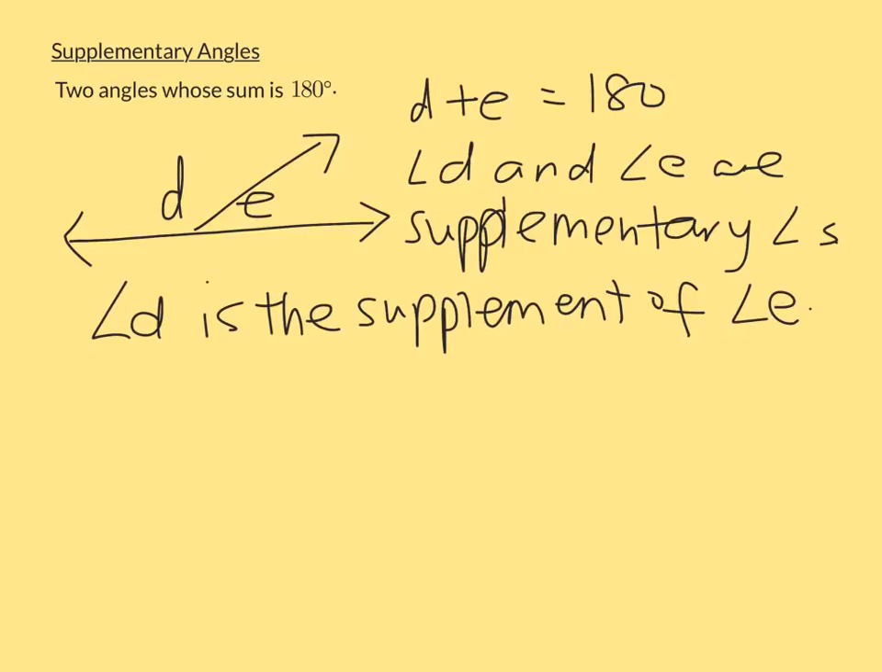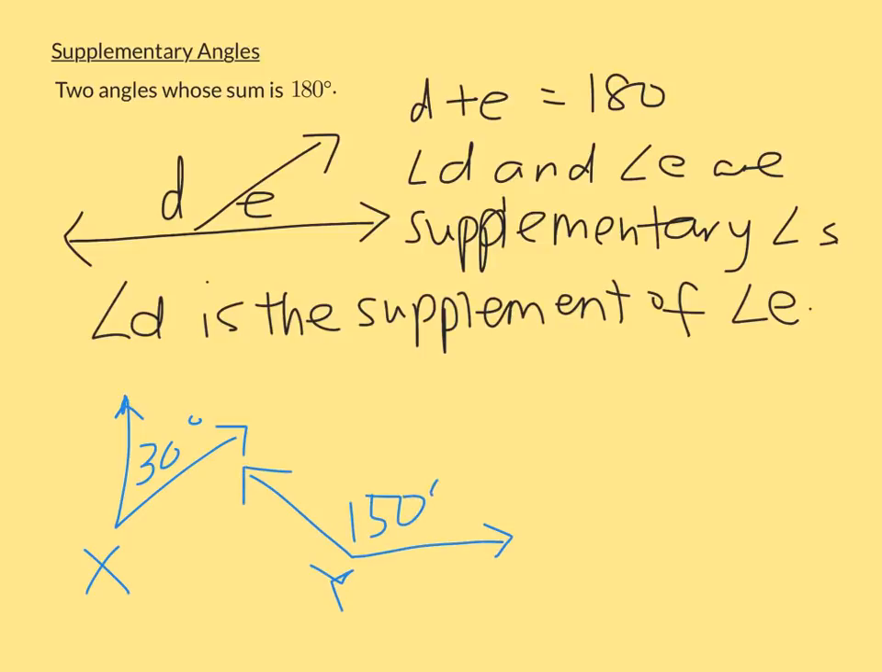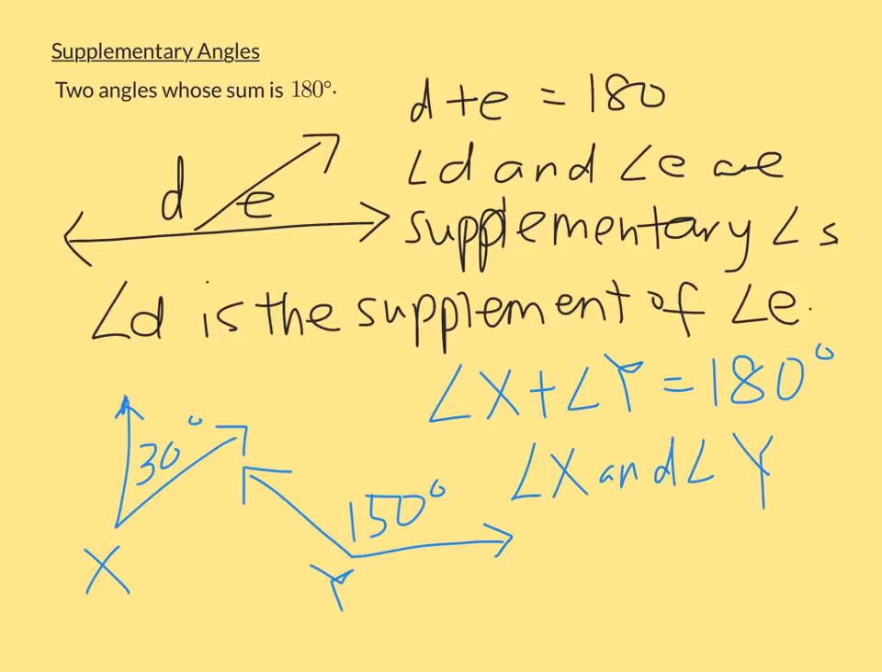Let's look at two angles that are non-adjacent. For example, angle X, which is 30 degrees, and angle Y, that is 150 degrees. Since the sum of angle X and angle Y equals 180 degrees, we can say that angle X and angle Y are supplementary angles.